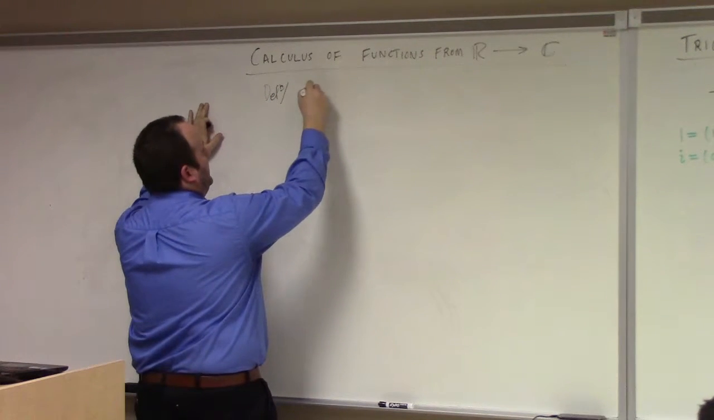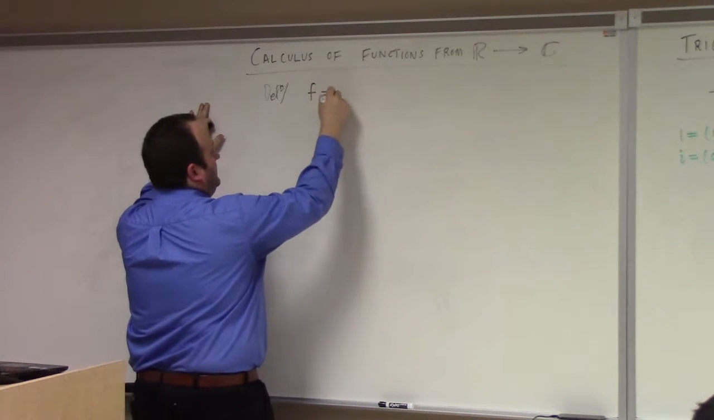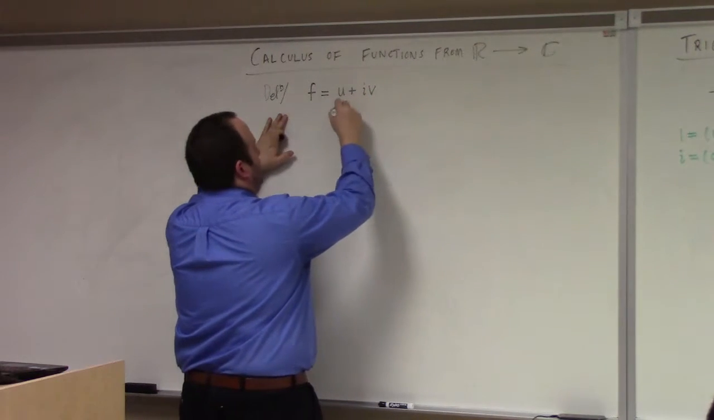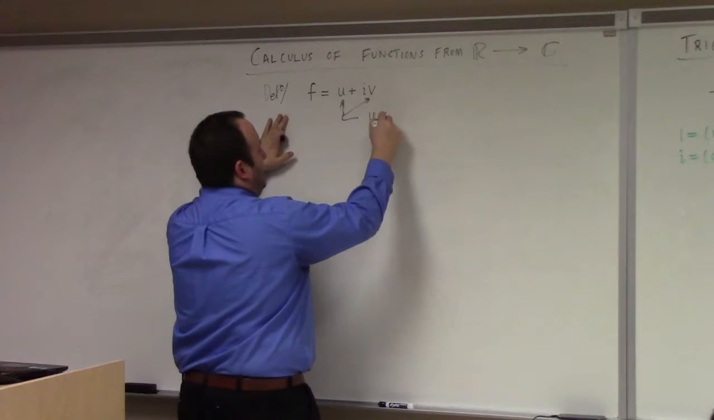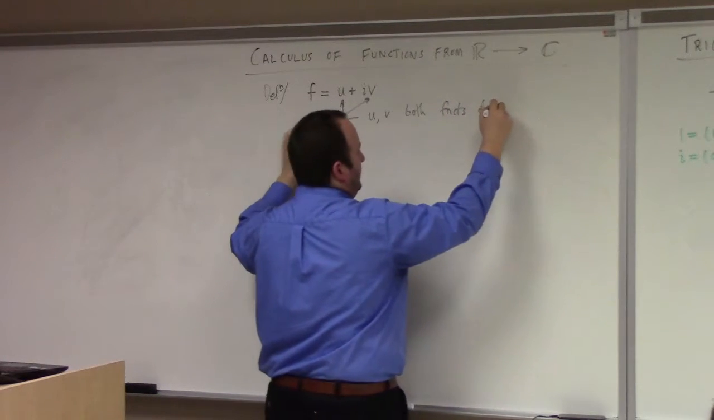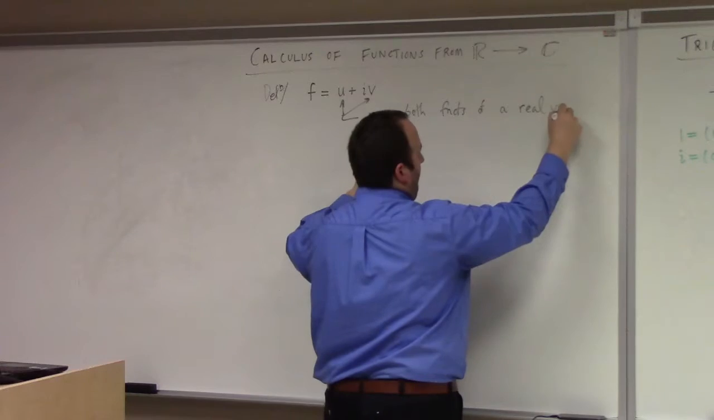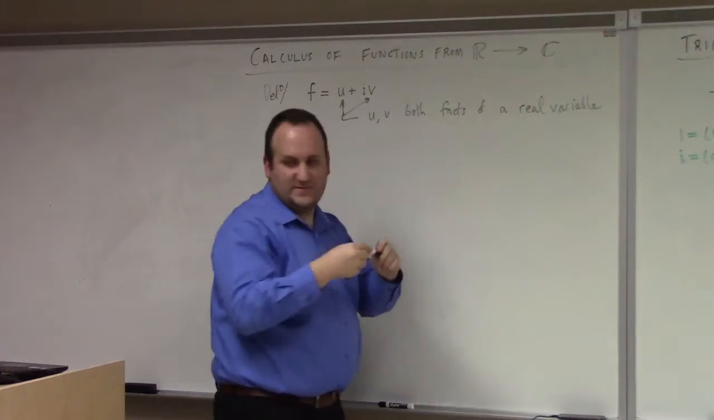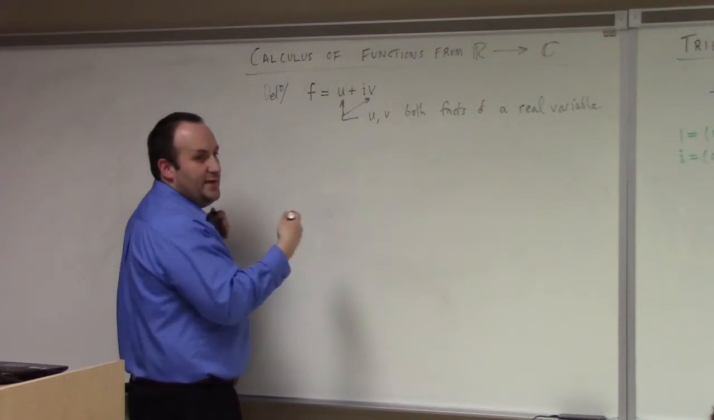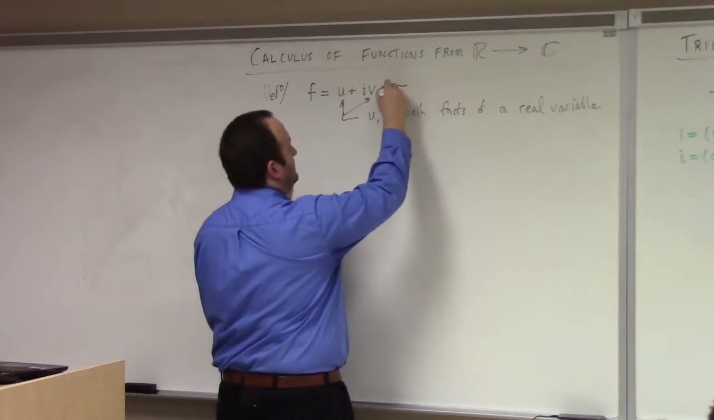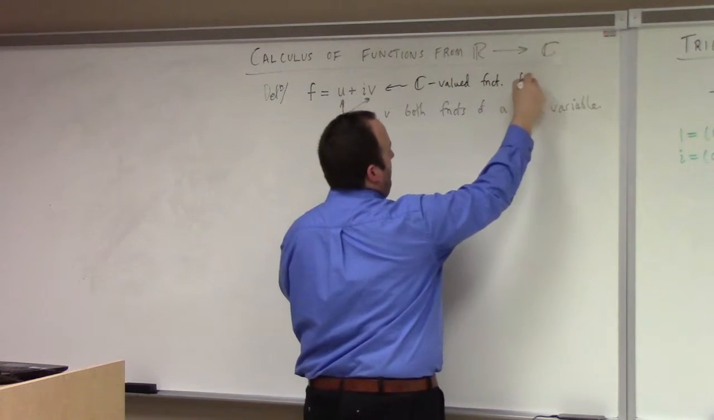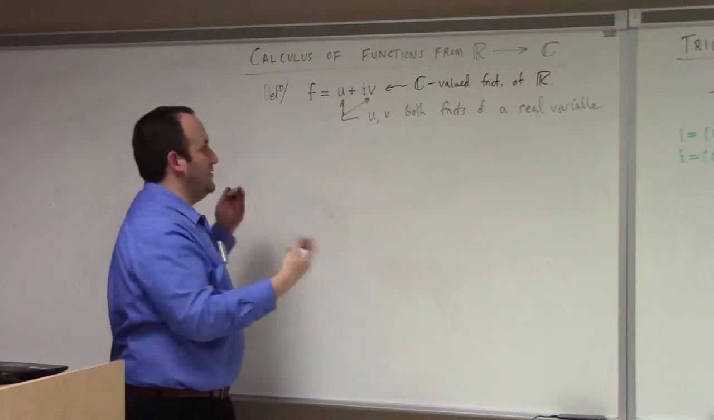If we have a function f equal to u plus iv, this is the typical notation. Both u and v are functions of a real variable. So this would be a complex valued function of a real variable. Right? So the terminology is much the same.